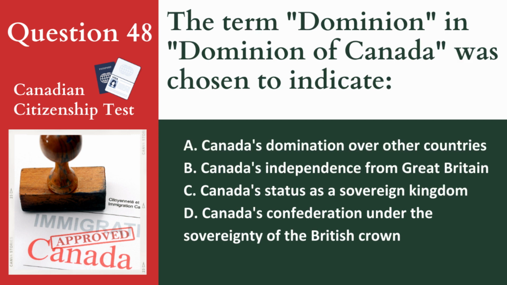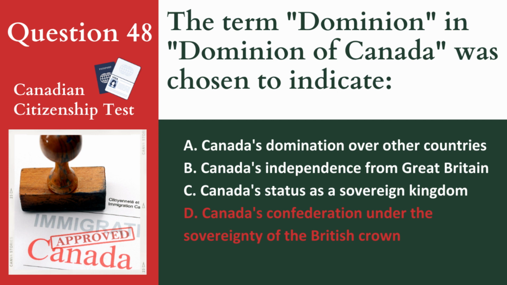The term Dominion in Dominion of Canada was chosen to indicate: A. Canada's domination over other countries. B. Canada's independence from Great Britain. C. Canada's status as a sovereign kingdom. D. Canada's confederation under the sovereignty of the British Crown. Answer: D. Canada's confederation under the sovereignty of the British Crown. The term Dominion indicated Canada's status as a self-governing colony within the British Empire.